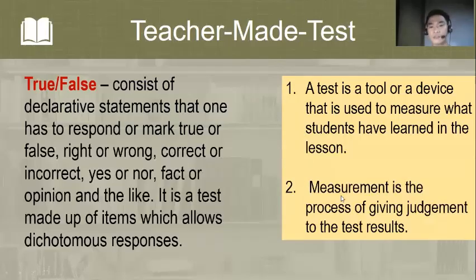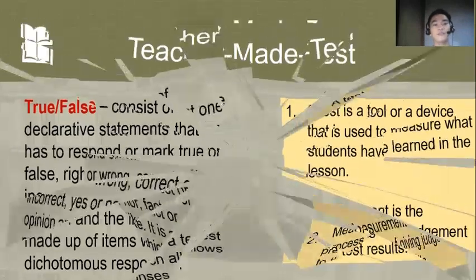Second, measurement is the process of giving judgment. Take note, when we measure, the key term is quantify, meaning we are not making judgment, but we are quantifying data. So this is false, because when we make judgment, what we are doing is not measurement. What we are doing is evaluation. So I hope we are clear with the true or false type of test.